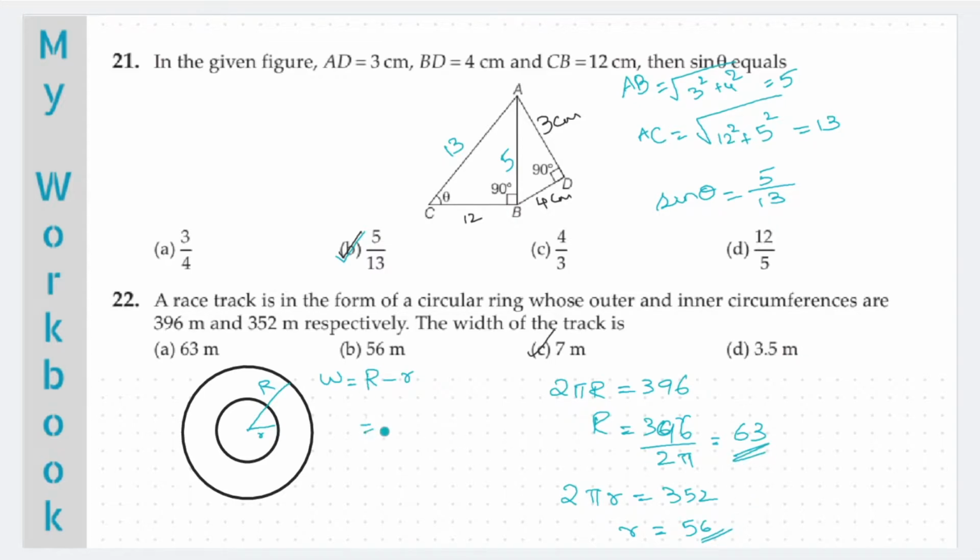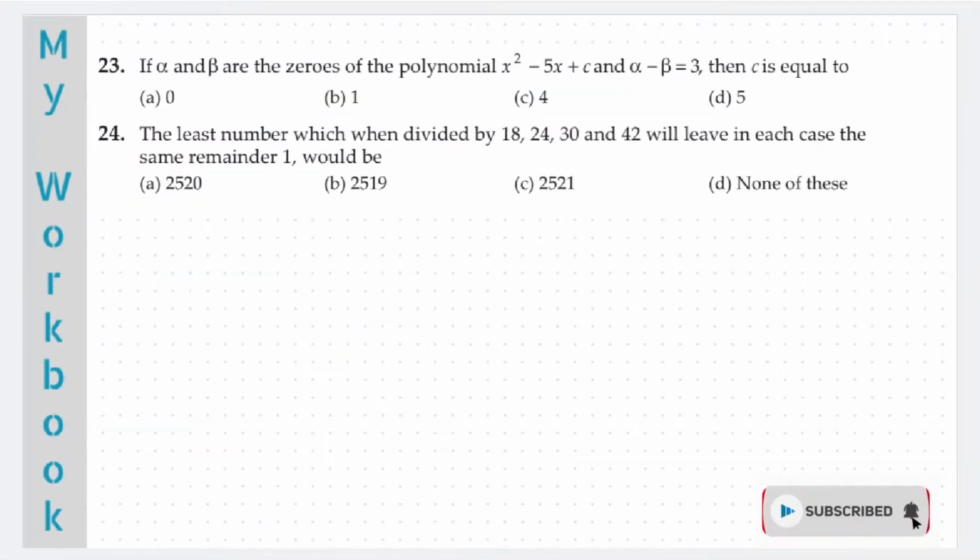Width will be 63 minus 56, which is 7 meter. So width of the track is 7 meter. Option C is the correct answer. Let's move on to question 23 and 24.